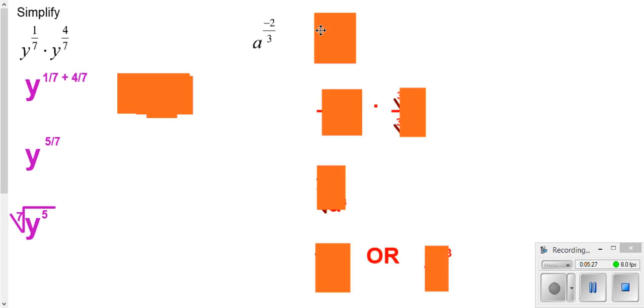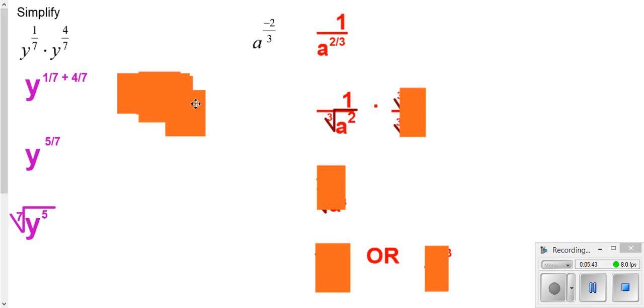So try this one here. A negative exponent puts it down in the bottom. You might not know what to do with that. Well, you could change it into roots. That would really be the cube root of an a squared. Now this looks like problems that we've dealt with in the past.